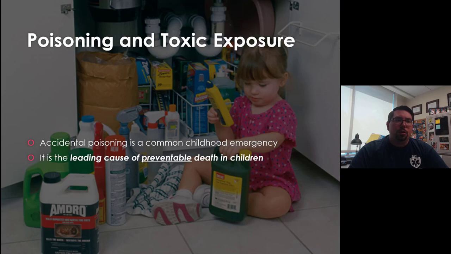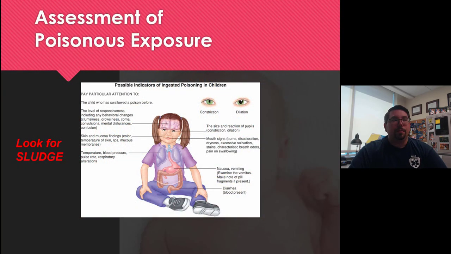Poisoning and toxic exposures: one of the most common reasons why we see childhood emergencies in the pre-hospital setting is from accidental poisonings. We've got to make sure that these homes for children are safely secured and that they're not going to be playing around with all these different chemicals, as you can see in this picture here. The leading cause of preventable death in children is poisoning and toxic exposures.